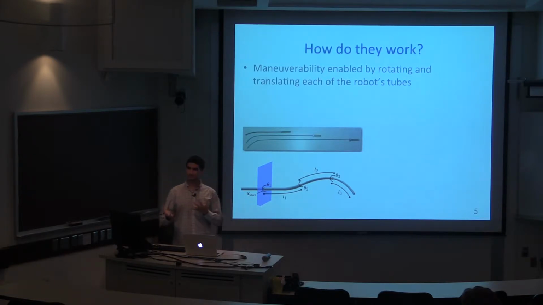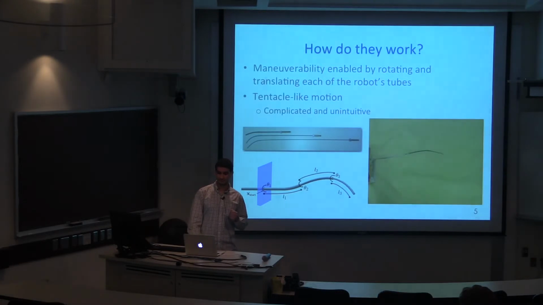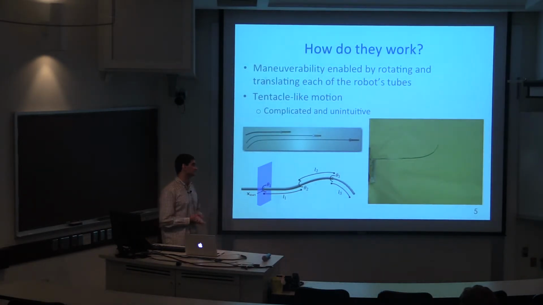And you may presumably expect that once the tubes are translated and rotated, the robot may have some unintuitive motion. So in this animation, you can see the tentacle-like motion of the robot, which is quite complicated and unintuitive. And I want to emphasize that just modeling these robots computationally has been an area of intense research, and computational methods are very computationally expensive as well.